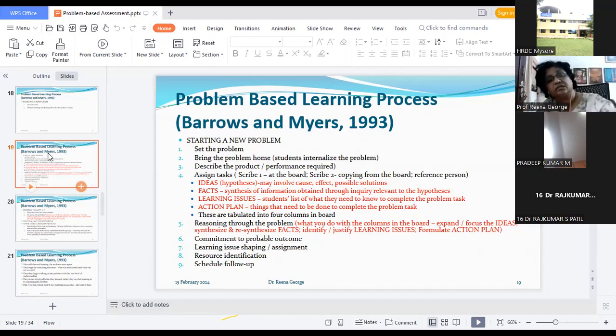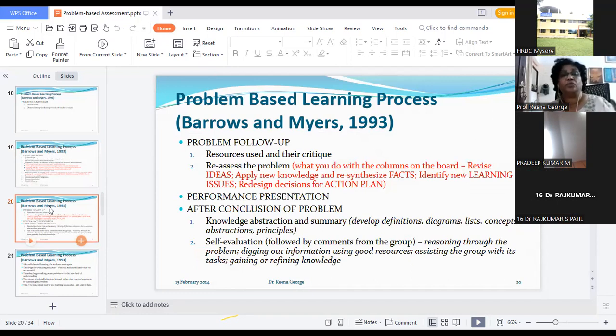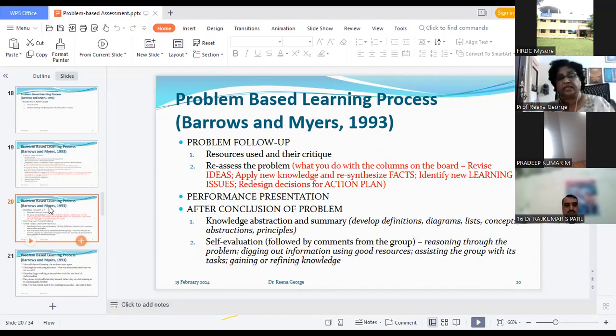So this is the second stage. And the third stage is problem follow-up. That is where you come back together and reassess all these four things: ideas, facts, learning issues, and action plan. If there should be some change in your action plan, you must make that change. If you have to add some ideas, you add them. If you have to reword the learning issue, sometimes the problem as such should be reworded. Whatever changes should be made must be made during the problem follow-up stage.